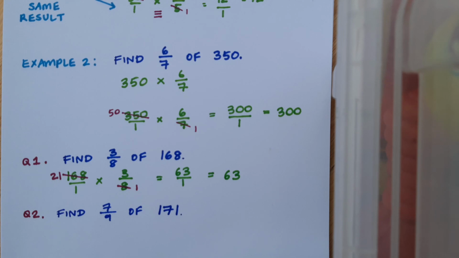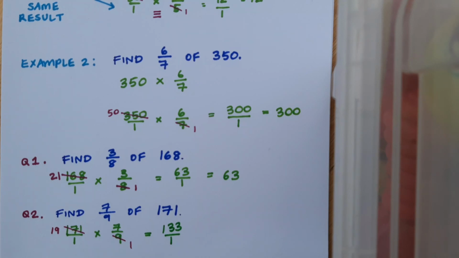So my calculation looks like this. And then I can see that 9 will go into 9. And will it go into 171? Let's check. Yeah, it goes in 19 times. And now I just need to multiply to get my solution. So I get 133 over 1, which I can just write as 133.